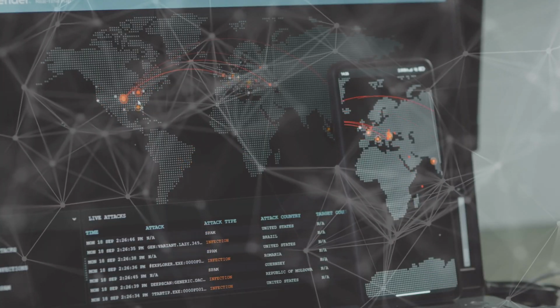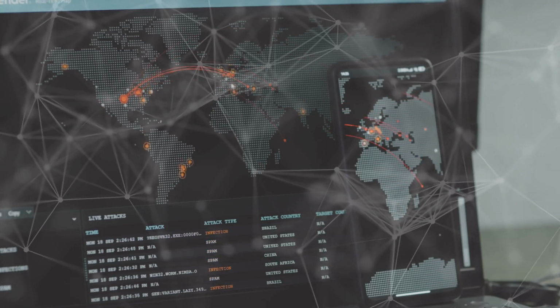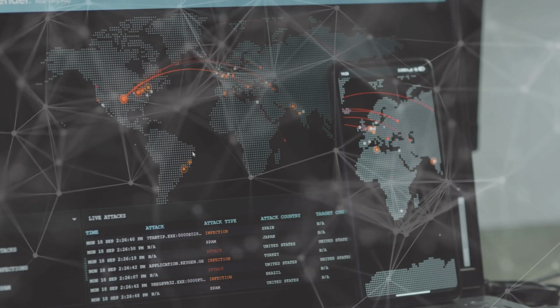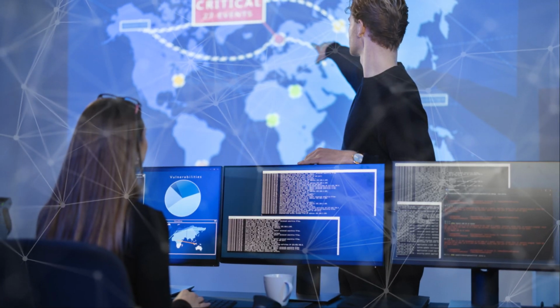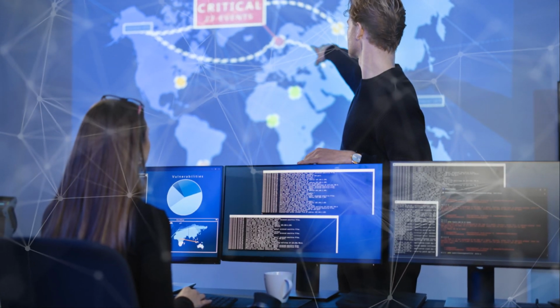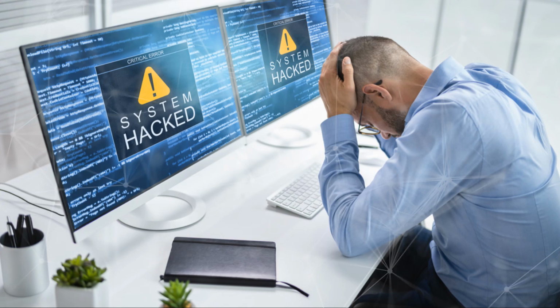The WannaCry ransomware attack of 2017 mentioned earlier is another example of a 0-day attack with global reach. The increasing frequency and sophistication of 0-day attacks pose a significant threat to global stability and security.